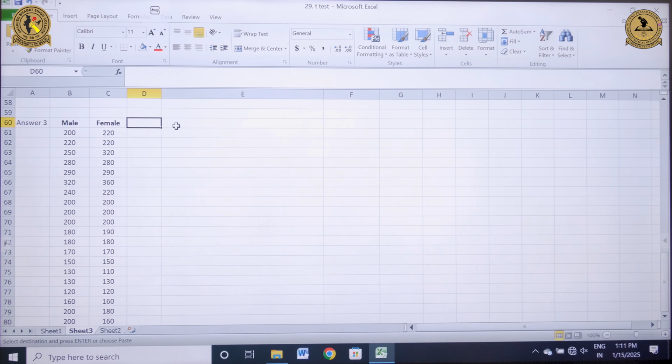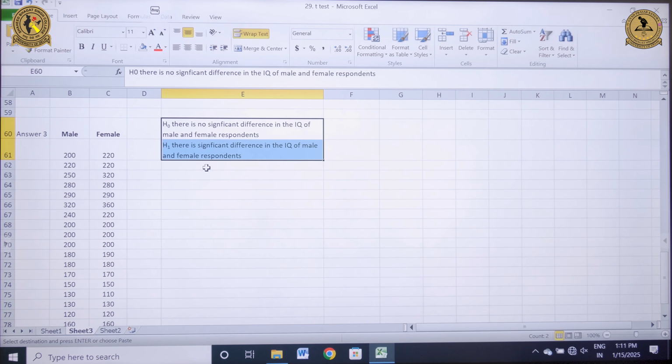First and foremost, I need to create my null hypothesis as well as the alternate hypothesis. The null hypothesis says that there is no significant difference in the IQ of male and female respondents, while the alternate hypothesis states that there is a significant difference in the IQ of male and female respondents. So we need to validate our results using the t-test with equal variances.